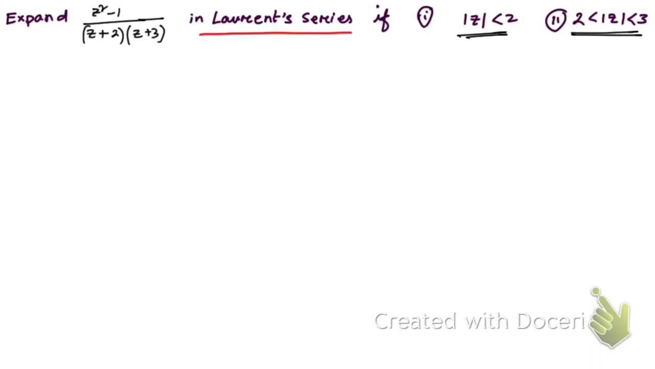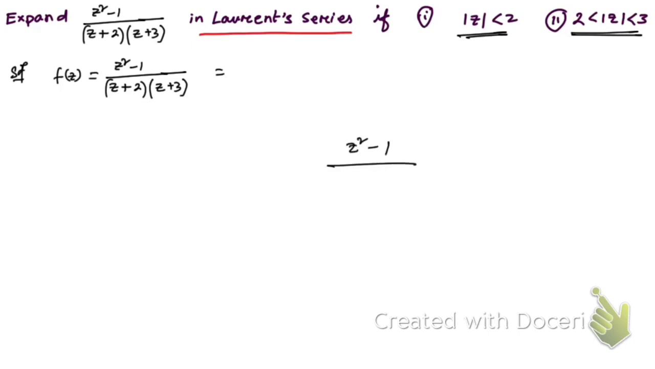Here the given function is f of z, that's equal to z square minus 1 divided by (z plus 2) into (z plus 3). So if you multiply the denominators, what you're going to have, just wait. First let me show here, z square minus 1. If you multiply these two, then you're going to get z square, then plus 2 plus 3, that's going to be 5 into z, then 2 3 is 6.